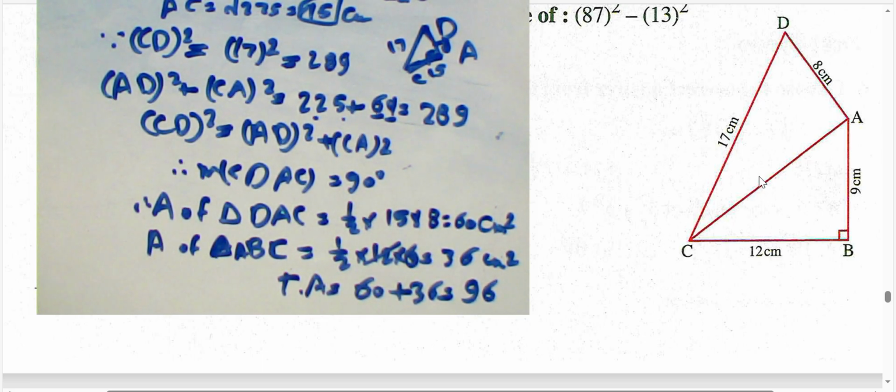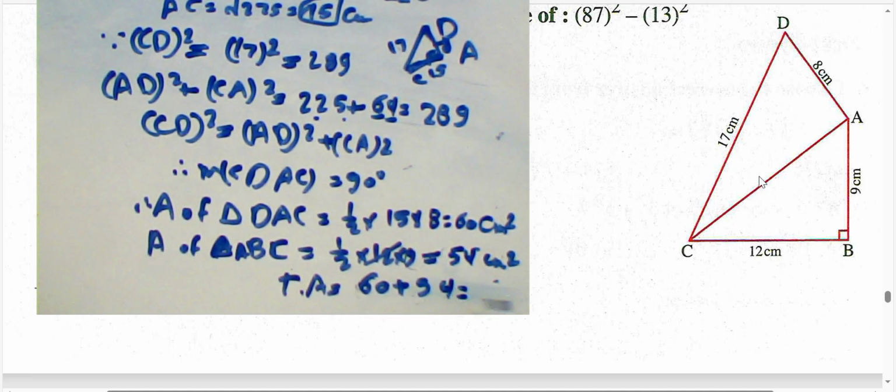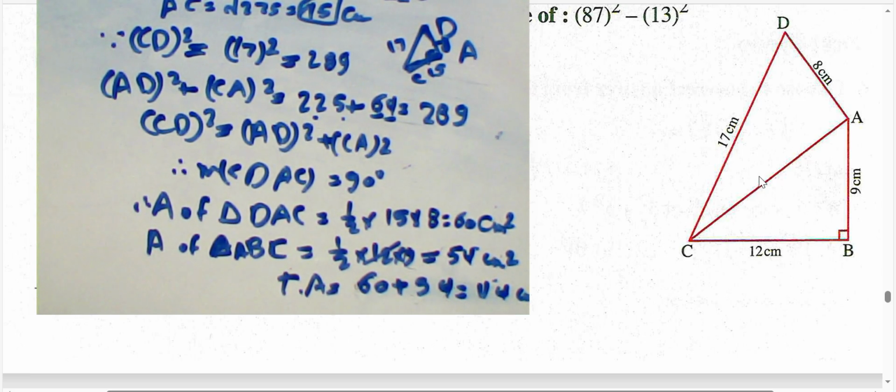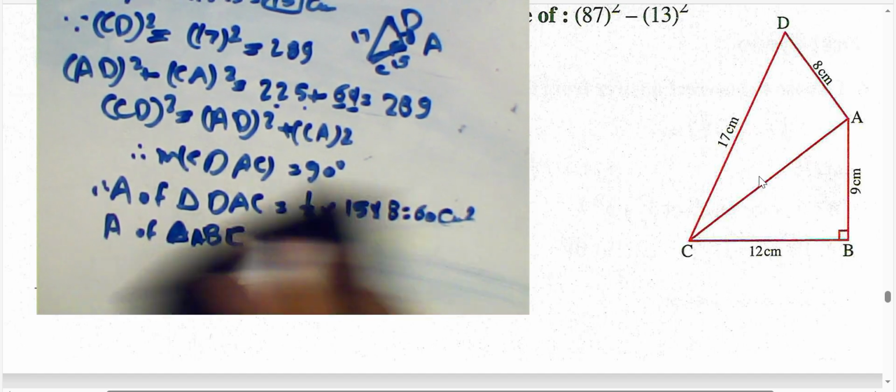Okay, again, area of the second triangle: half of 12 is 6. And we have 15 and 8. Half times 15 times 8 equals 60. And for the other, half of 12 is 6, 6 times 9, oh, 9, not 6. Okay, never mind, it's 9. 12 divided by 2 is 6. 6 times 9 is 54. 60 plus 54: the result will be 114. Okay, the area will be 114 square centimeters.